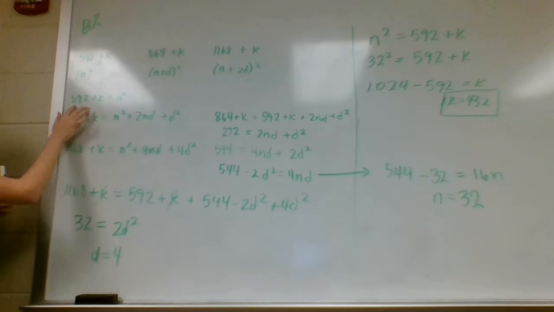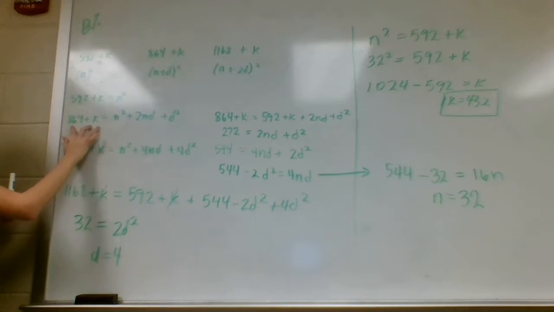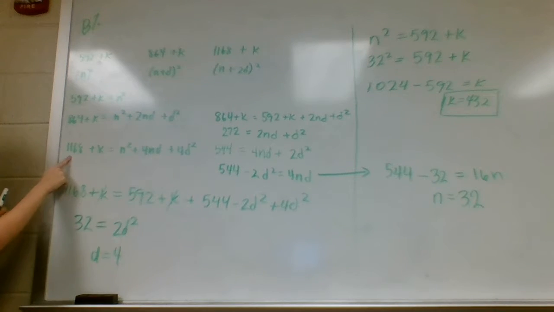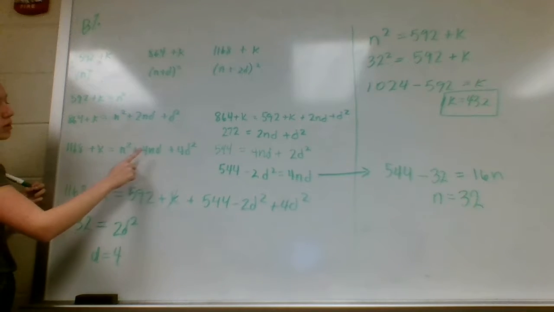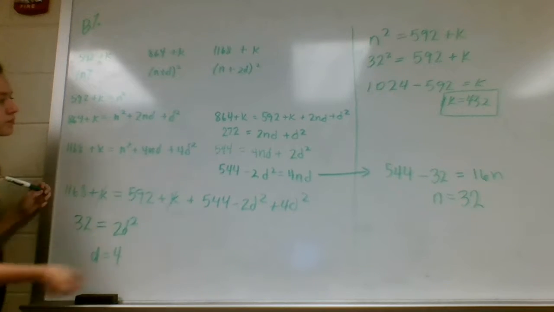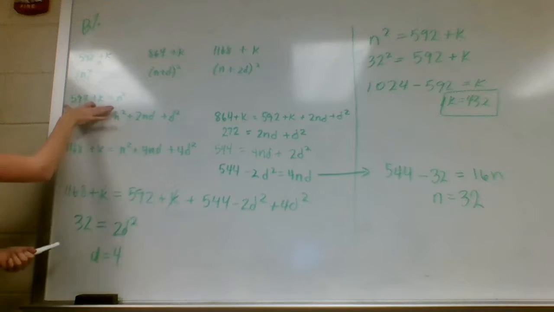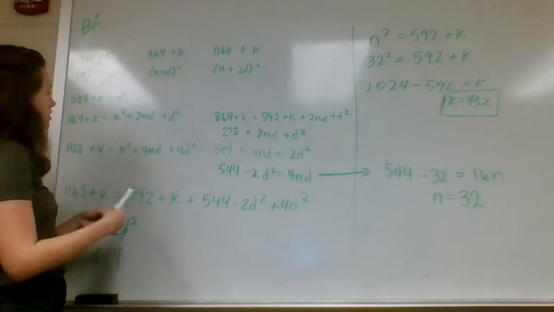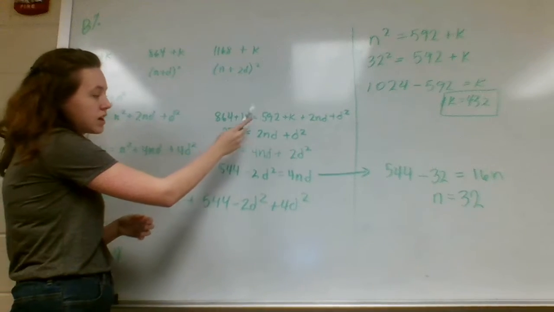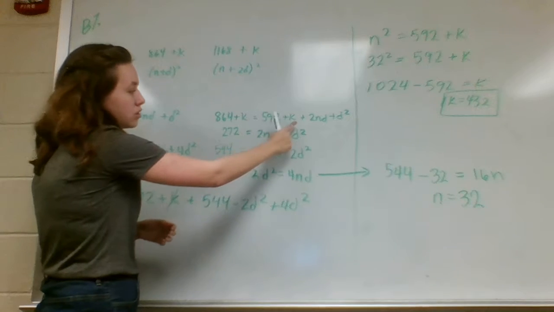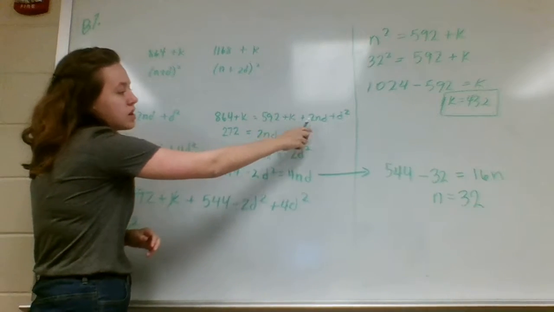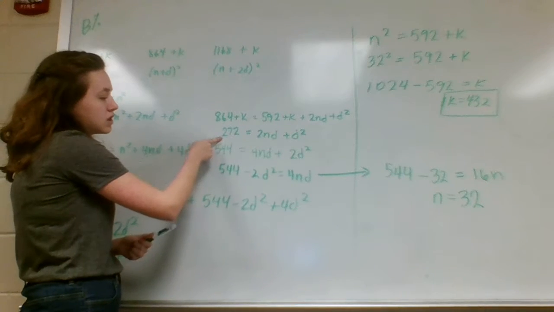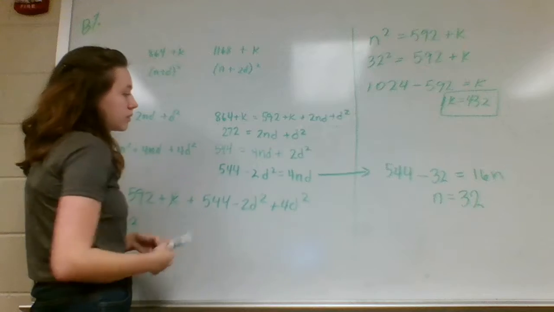So you have 592 plus k equals n squared, 864 plus k equals n squared plus 2nd plus d squared, and 1168 plus k equals n squared plus 4nd plus 4d squared. The first thing I noticed is that the first is equal to n squared, so you can get rid of the n squareds in the second equation. So I did 864 plus k is equal to 592 plus k from that first equation, plus 2nd plus d squared. That simplifies into 272 equals 2nd plus d squared.